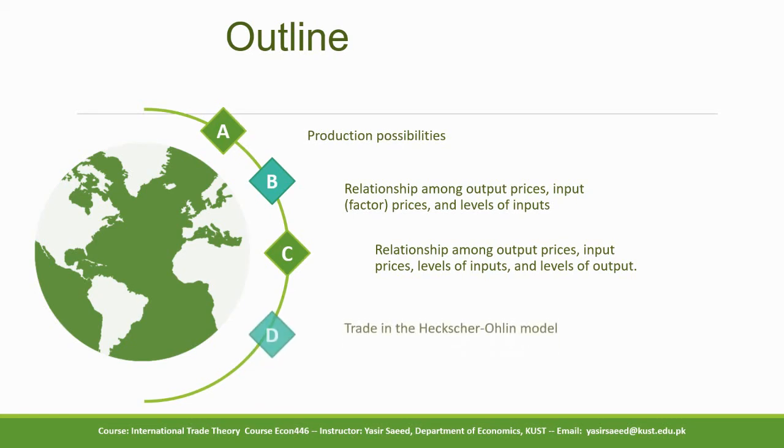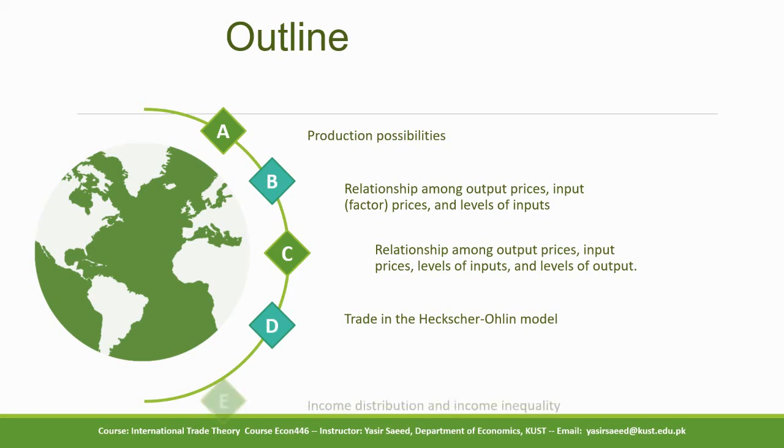input. Then we will see how we can trade in this type of model, the trade that is explained by the Heckscher Ohlin theory. And finally, we are going to see the impact of such type of production on the income distribution. Does this theory explain the variation in income distribution within a country? Some people may benefit more as compared to the other group. So we will study that in our lecture.